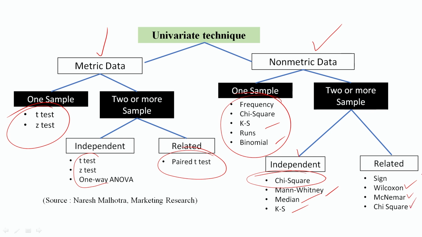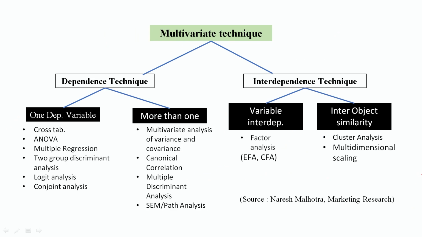This diagram is very important for every researcher. We have multivariate techniques. In multivariate techniques, again we have dependence techniques and interdependence techniques. If there is one dependent variable, we can use crosstab, ANOVA, regression. We can use discriminant analysis, logit analysis, or conjoint analysis.